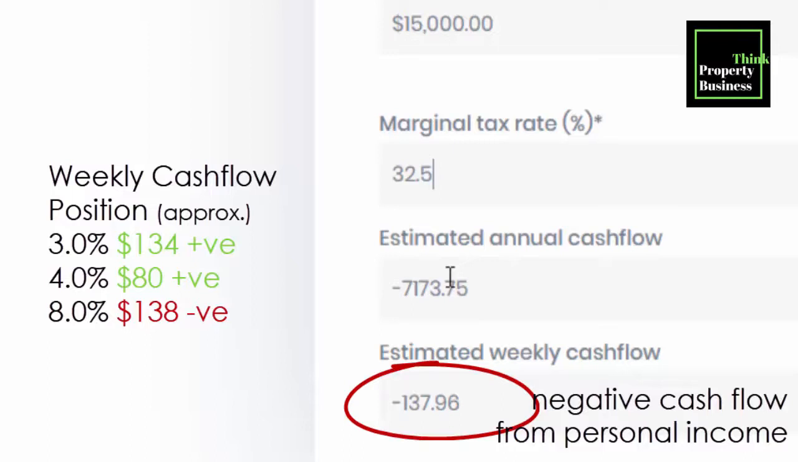So on the left-hand side there, we can see at 3%, we had a $134 positive cash flow position a week. At 4%, going up 1% in the interest rate, that reduced it to $80 per week, but it was still positive. Taking the interest rate right up to 8%, that reduced the weekly cash flow position to a negative amount of $138. So interest rate plays a big part in the net cash flow position of an investment property.